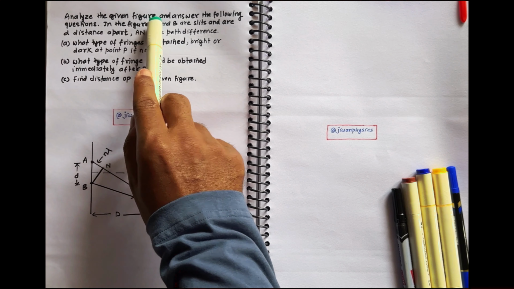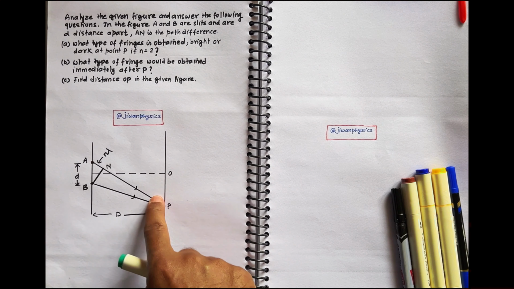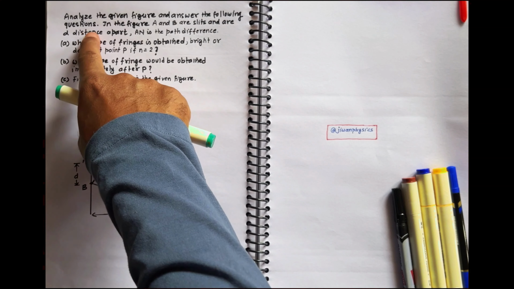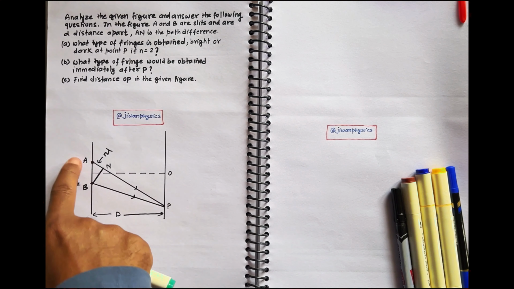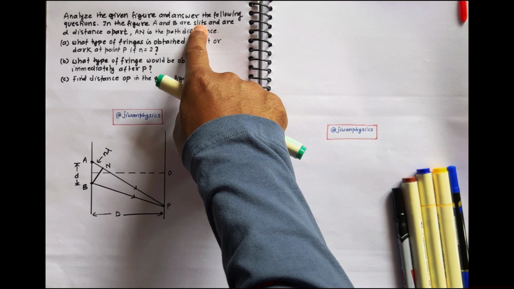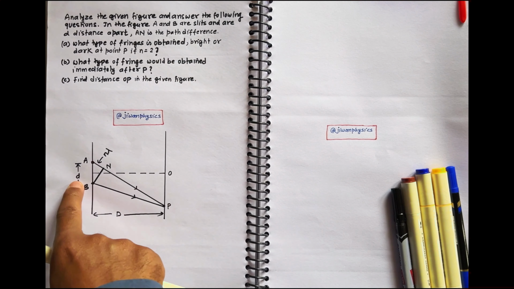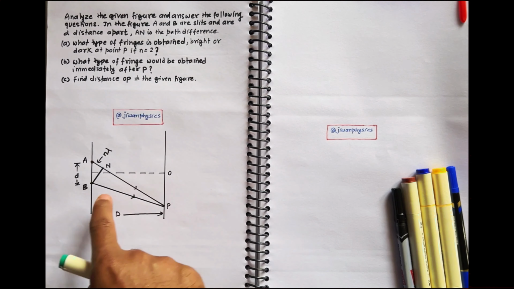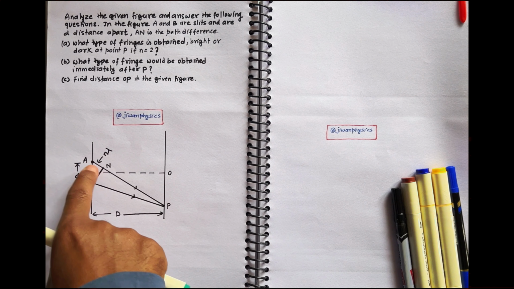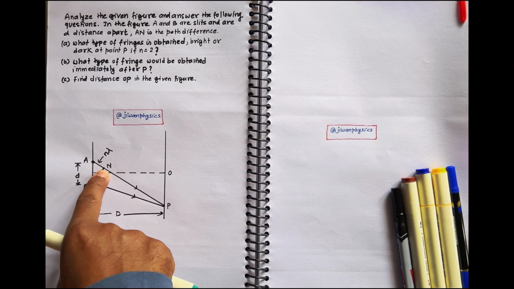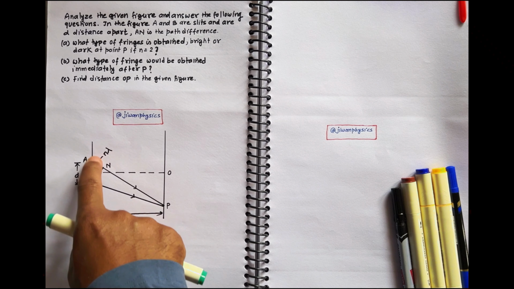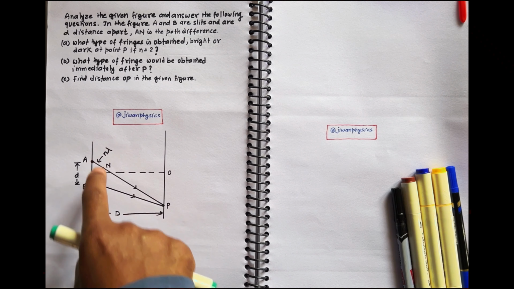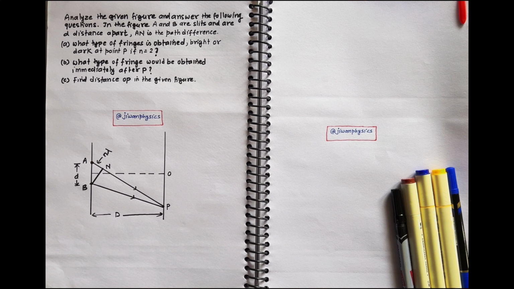Analyze the given figure. So we have this figure, and answer the following questions. In the figure, A and B are slits and are d distance apart. An is the path difference. So distance An is the path difference, and we find in this question, path difference An equals n times lambda, that is wavelength.